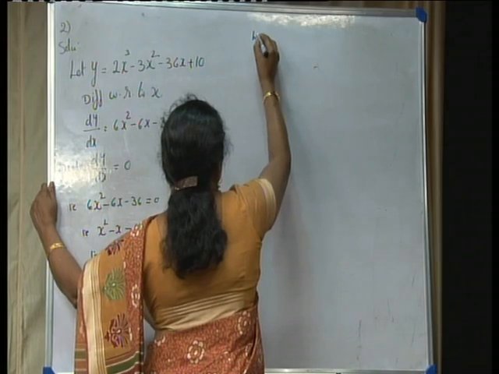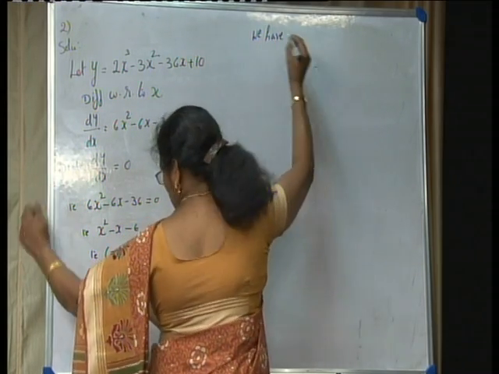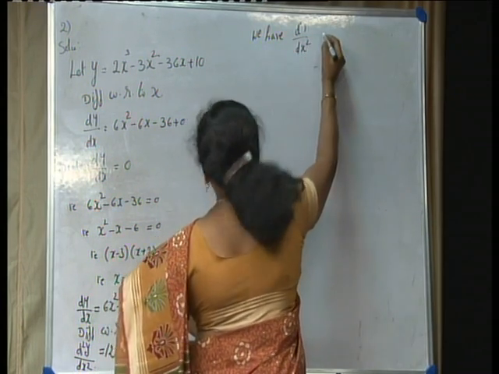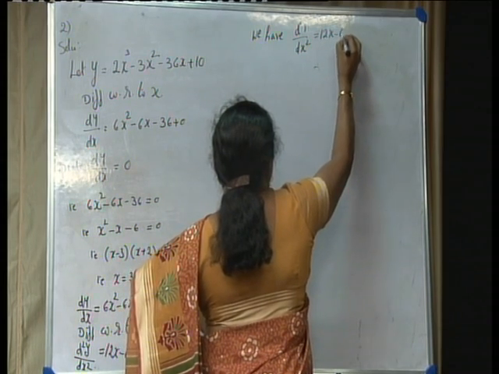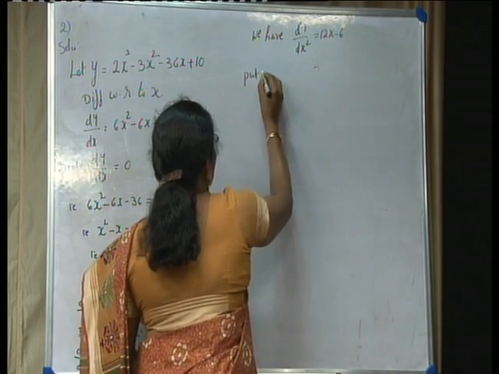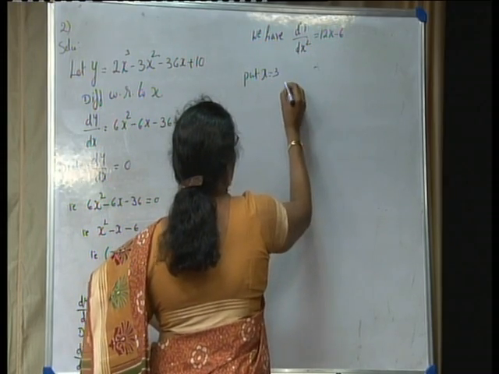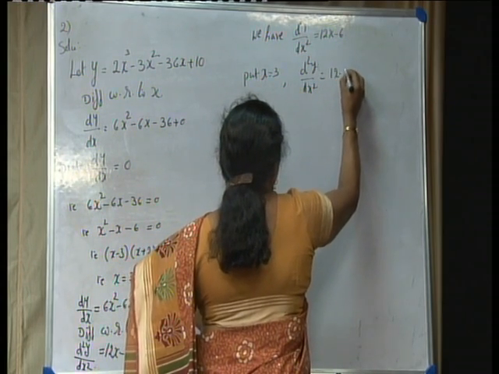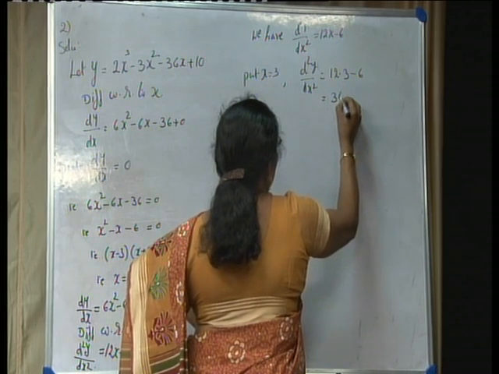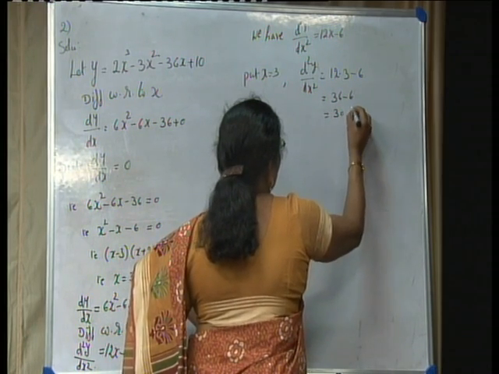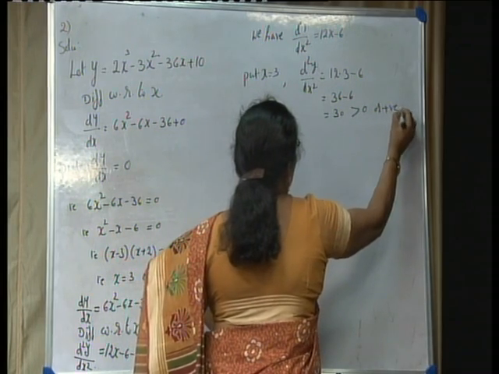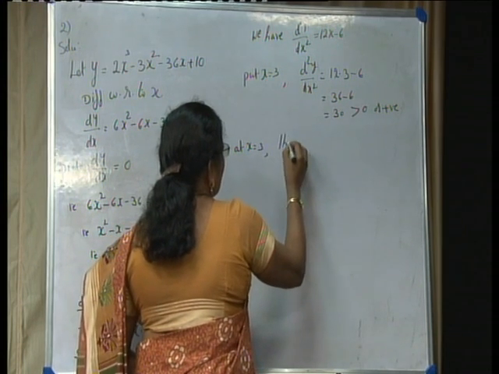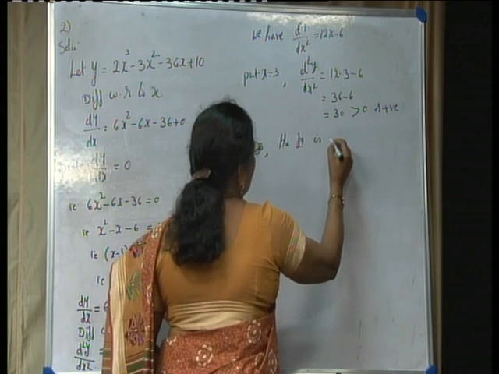We have d squared y by dx squared is equal to 12x minus 6. Put x is equal to 3, d squared y by dx squared, 12 into 3 minus 6, 36 minus 6 is equal to 30. So, this is greater than 0 or positive. So, therefore, at x is equal to 3, the function is minimum.